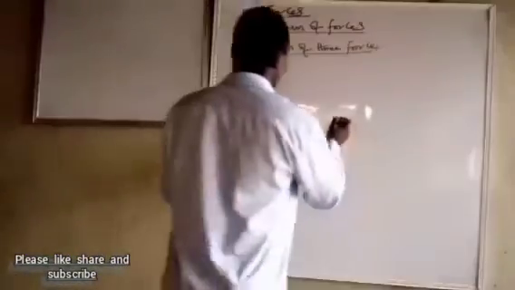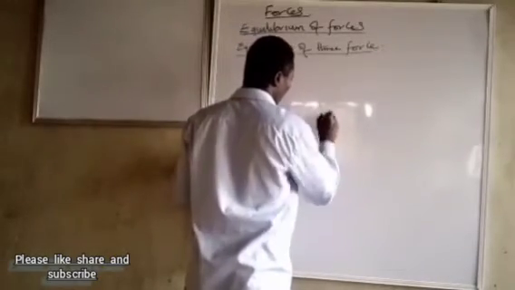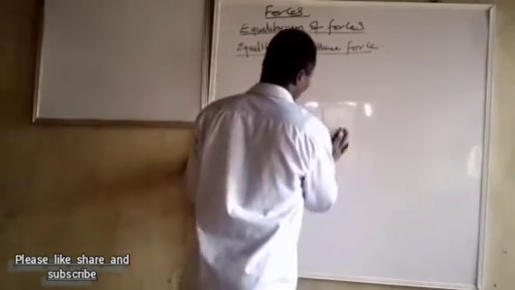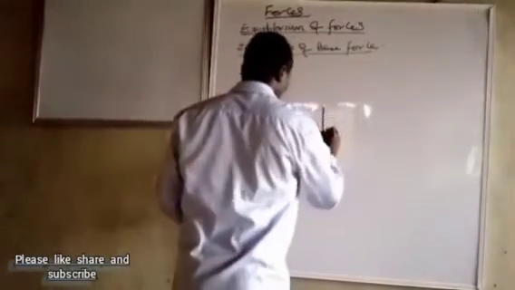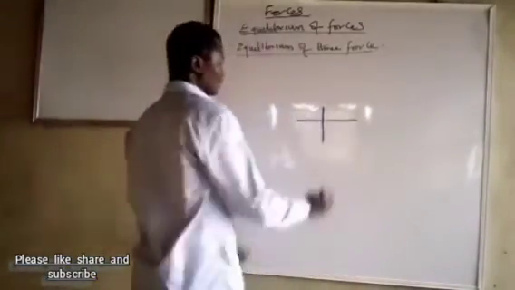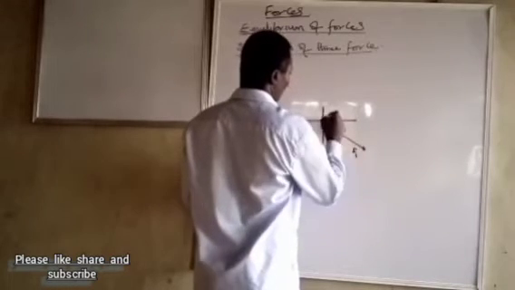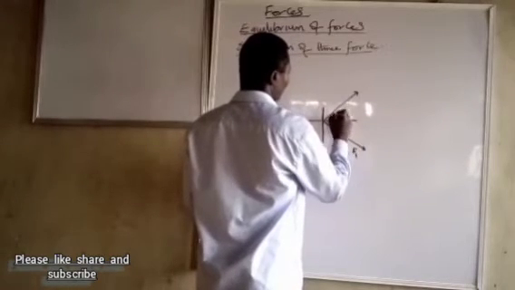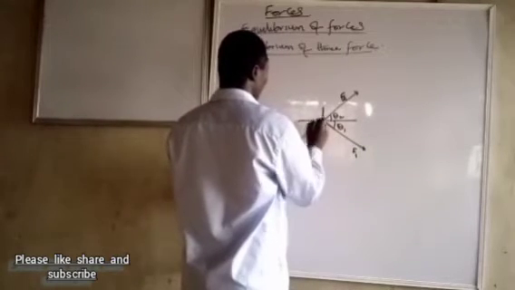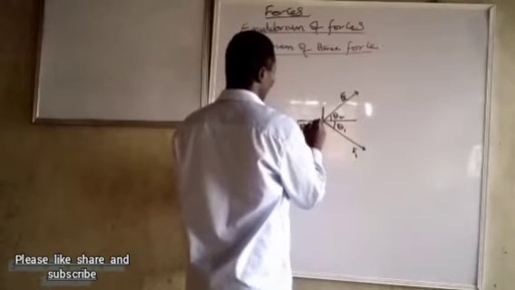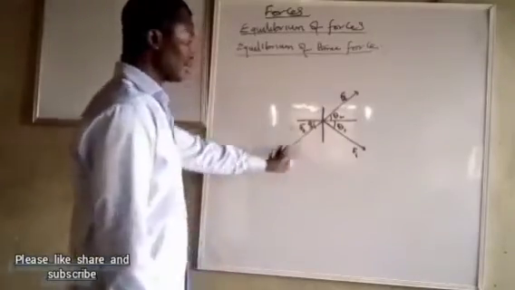So let's look at it again. You can also see it like this now. You can see we have theta 1, F1, theta 2, F2, theta 3, F3. If you look at it now, you can see that they are in equilibrium.